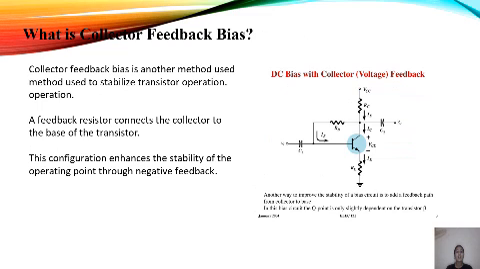What is collector feedback bias? Collector feedback bias is another method used to stabilize transistor operation. A feedback resistor connects the collector to the base of the transistor. This configuration enhances the stability of the operating point through negative feedback. DC bias with collector voltage feedback. Another way to improve the stability of a base circuit is to add a feedback path from the collector to the base.